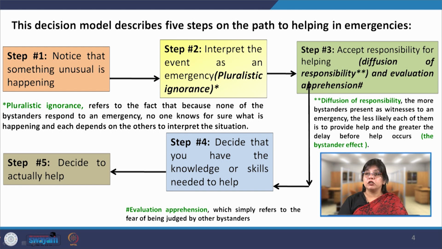Once the correct information has been collected by the bystander, then he or she can move to the third step, that is, accept responsibility for helping. Now, this is a very crucial stage to understand how that responsibility can be considered as one's own duty, and how the bystander will engage in that type of responsibility. For that, one has to identify: is it my responsibility in the emergency, or who will do it?